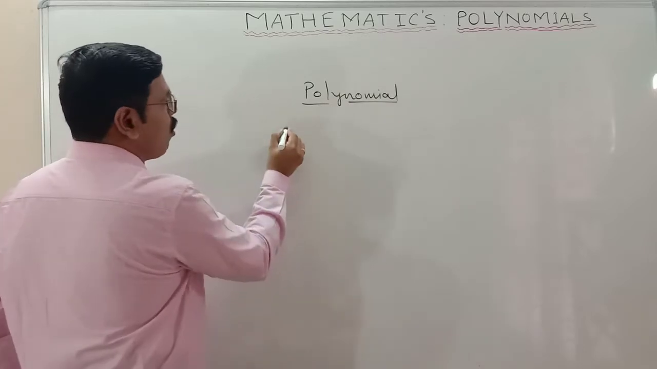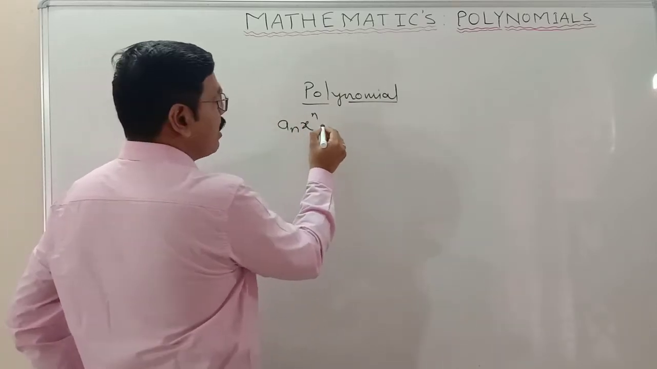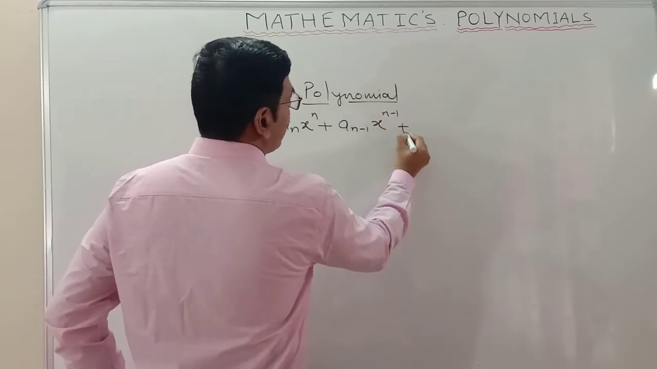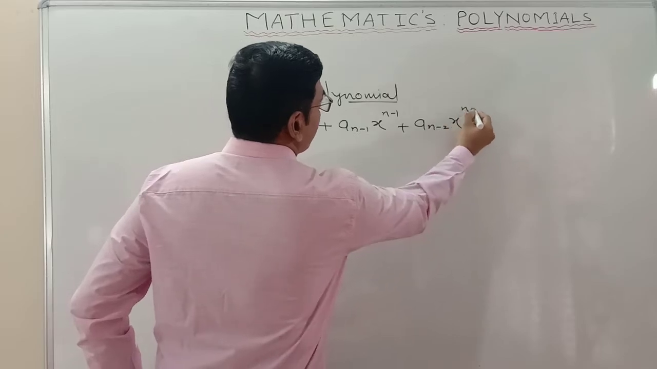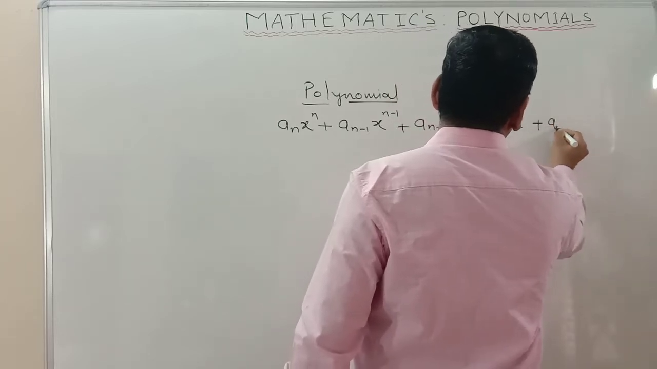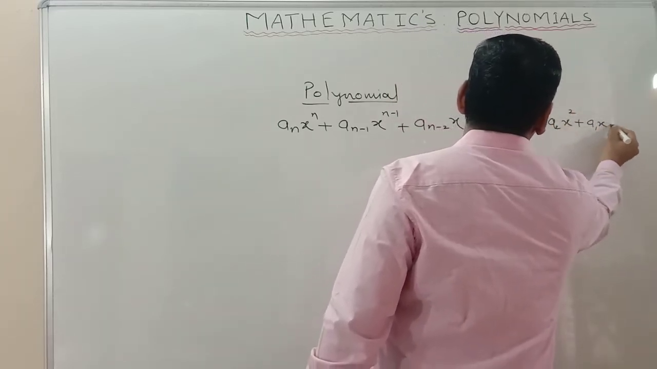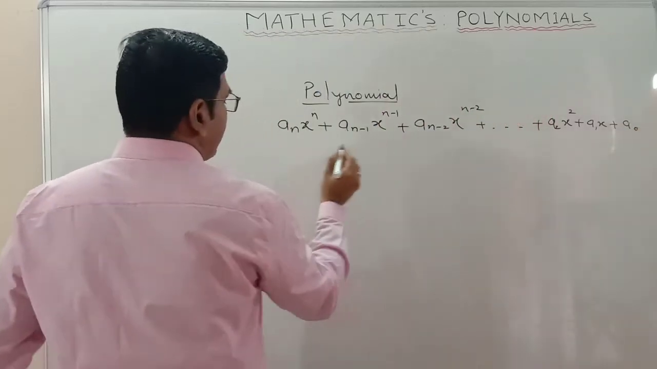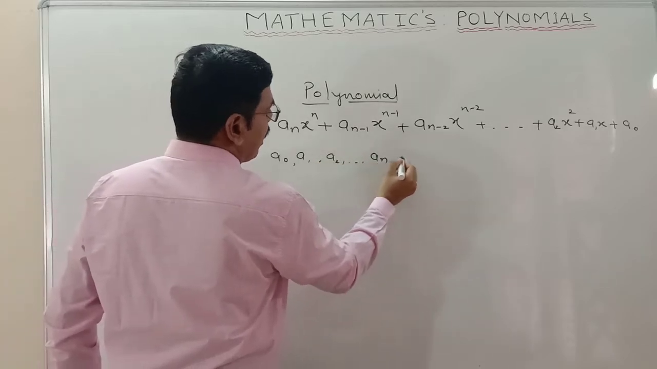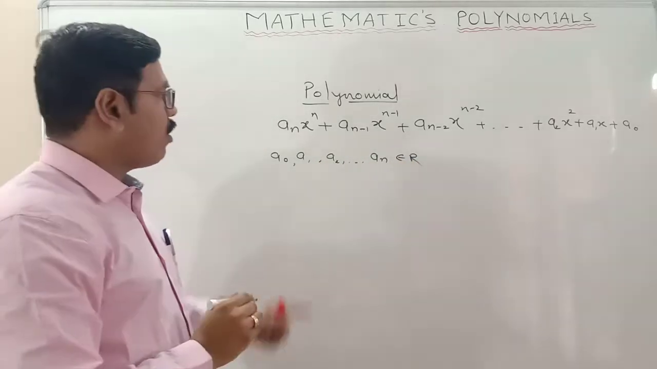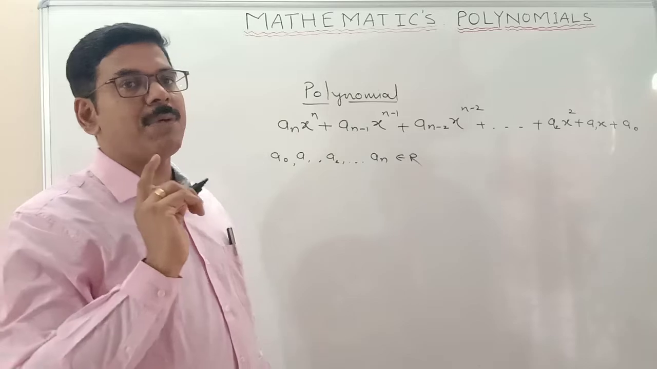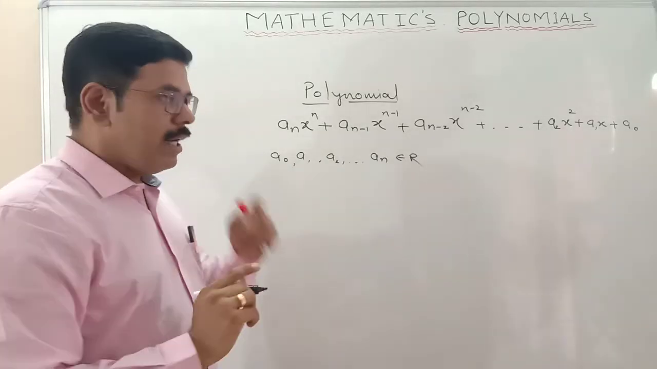An expression of the form a_n x to the power n plus a_{n-1} x to the power n minus 1 plus a_{n-2} x to the power n minus 2, and it will just decrease like a_2 x^2 plus a_1 x plus a_0. Here a_0, a_1, a_2, a_n, these all are the coefficients of the variables. These all are real numbers. That may be root, that may be rational, that may be irrational whatsoever.